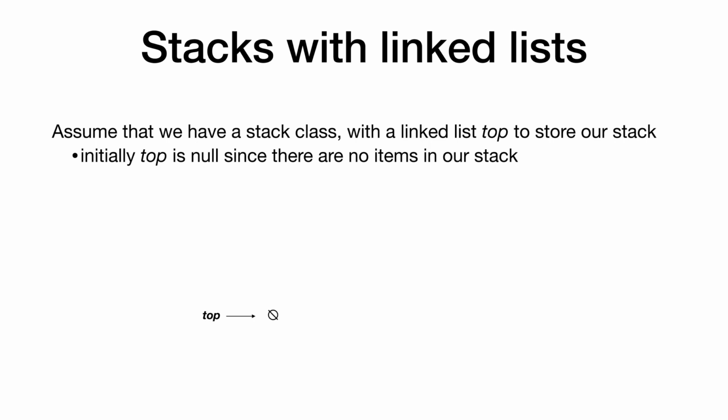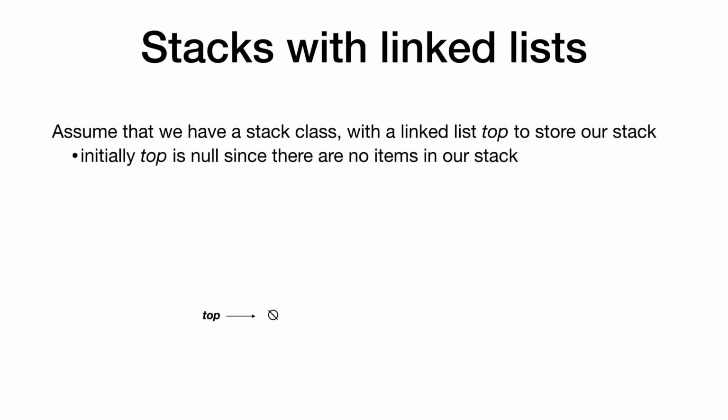So when we implement stacks using a linked list, we're going to have this stack class, and then you're going to have a linked list that we call top that's going to store all of our data. It's going to store our collection of data. So in the previous example, when we were using arrays, this would have been an array. I think we called it A, right? And it would have had a pointer to the top. Here we just have a pointer to a linked list, and initially that linked list is empty, so top is null, right? There's no items in our stack, so top is null.